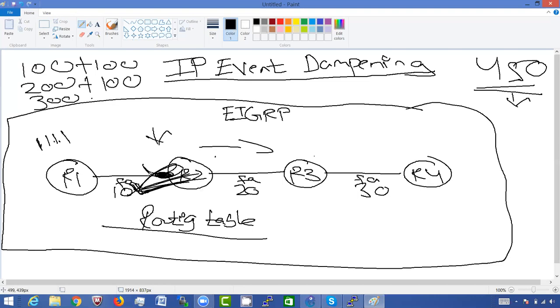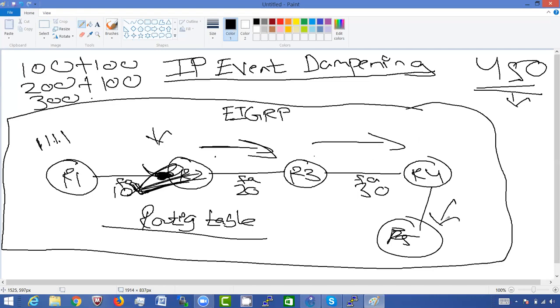And if this interface is not present in the routing table, now R2 can't advertise this to R3. Similarly, R3 can't advertise this to R4. And if R4 is connected with some router, R4 can't advertise this to its neighbor. Because now what has happened? This link has been suppressed. This link is not present in my routing table. And if this link is not present in my routing table, that means EIGRP is not running now on this link, and if EIGRP is not running, R2 can't advertise this to its EIGRP neighbor, because currently this link is not present in my routing table.